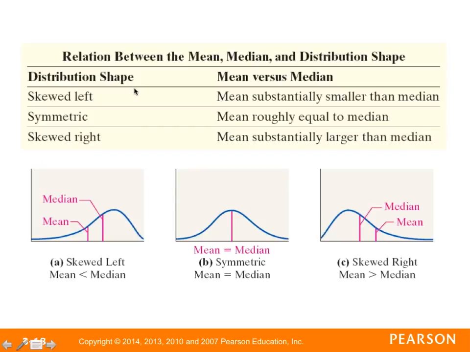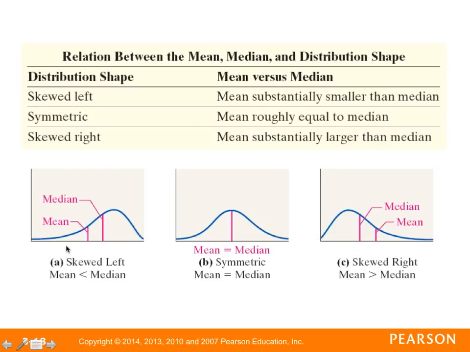What we have on this page is what type of distribution you might have and which numerical summary you'd like to use. If you have a distribution that's skewed left, which we're going to talk about in just a minute, that means the mean is substantially smaller than the median. If you have something symmetric, then the mean and the median are approximately equal. And if you have something skewed right, then the mean is substantially larger than the median.